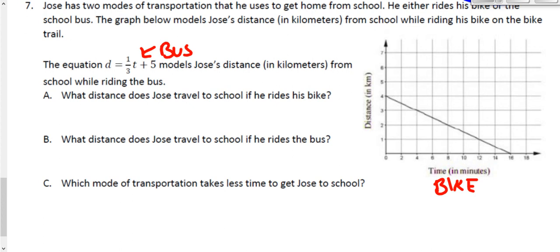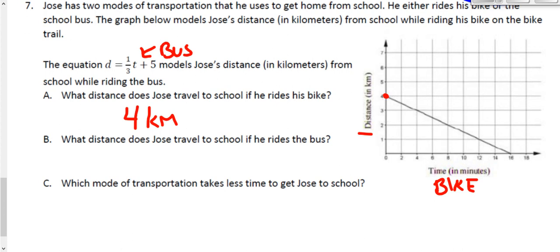All right. So the first question is, what distance does Jose travel to school if he rides his bike? Now that's going to be the graph off to the right, and it says the distance from school is 4 at its maximum. So the maximum distance that he travels is 4 kilometers. And we found that by looking at where the graph touched the y-axis, which is when our time is 0. That's when he's at his furthest distance from school.